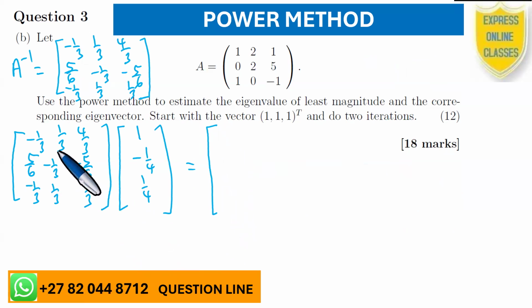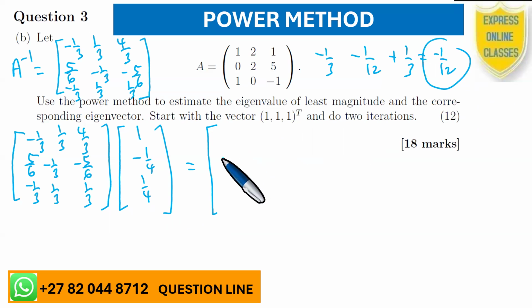Okay, let me see if I can do this one here. We multiply minus 1 by 1, we get minus 1/3. 1/3 by this is minus 1/12. And this one and this one is 1/3. Because multiplying this by this, you get minus 1/3, minus 1/12, 1/3, minus 1/12.